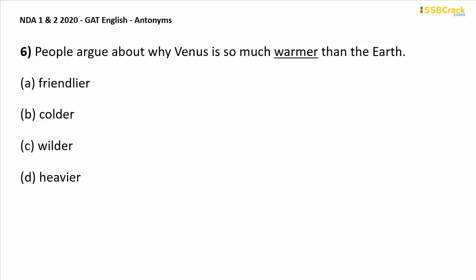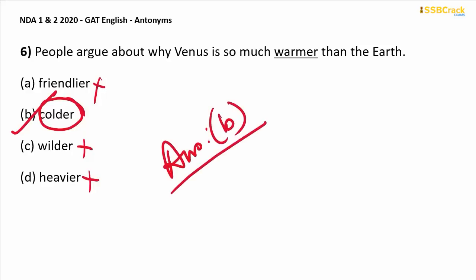Now, this is a very easy one. Obviously, something that is not warmer is cold. So here you have the only word that is colder. The others are friendlier, wilder and heavier, which have no connection with being warmer. So here you have colder, which is an antonym of warmer. So your answer is option B, right?